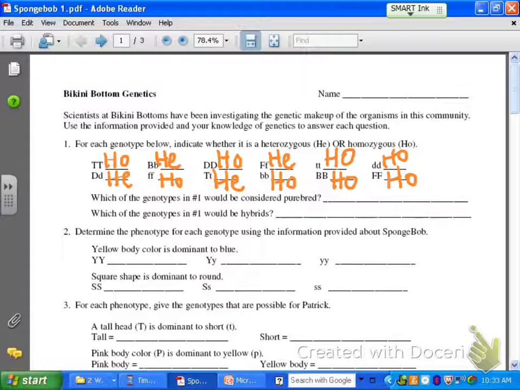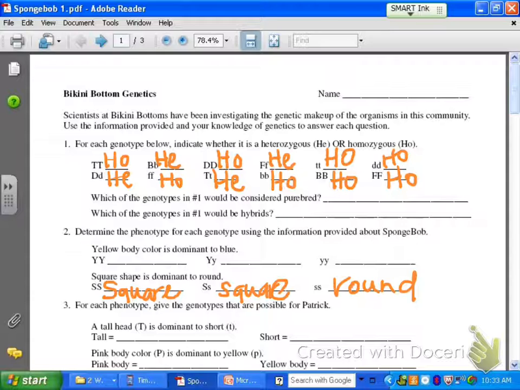So what about when square is dominant to round? Big S. One person, raise your hand. Tell me what big S looks like. Emily, square. All right, little s looks like what, Rachel? Round. Okay, is everybody good on 1 and 2? Any questions?